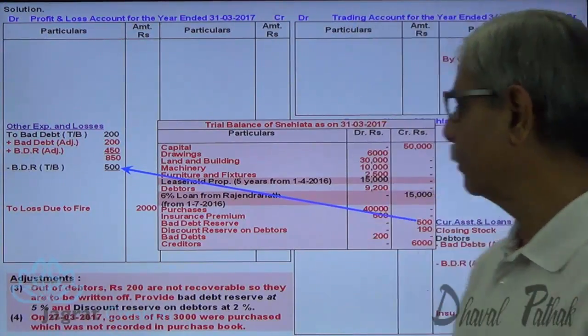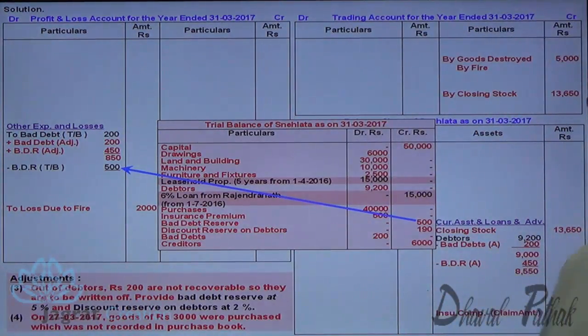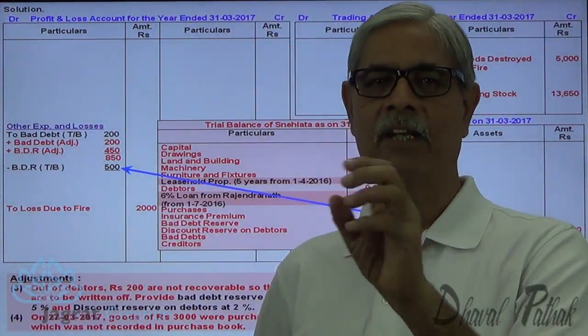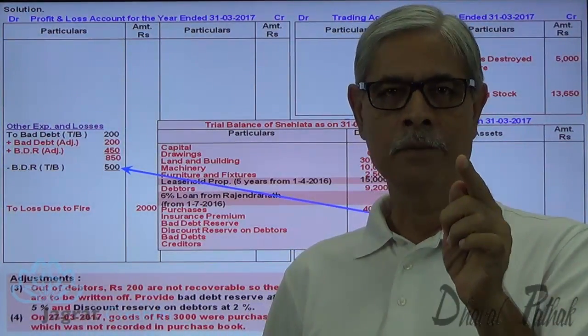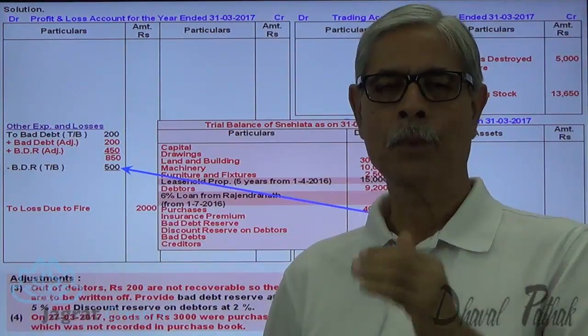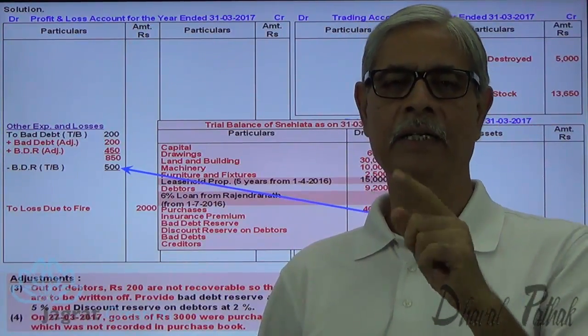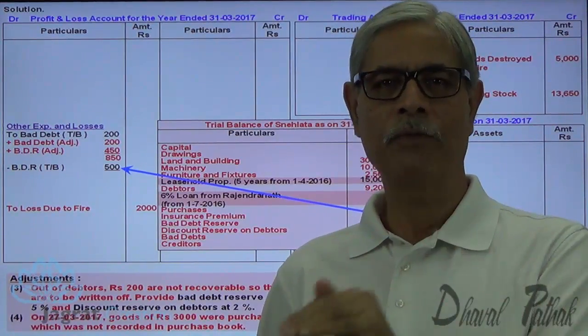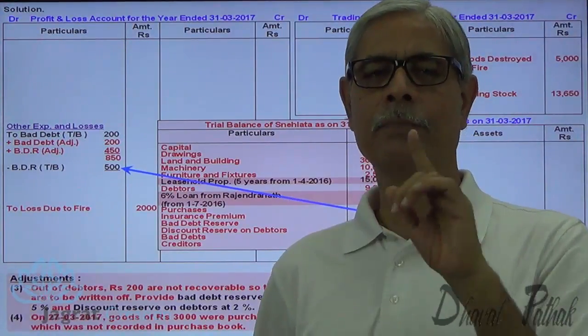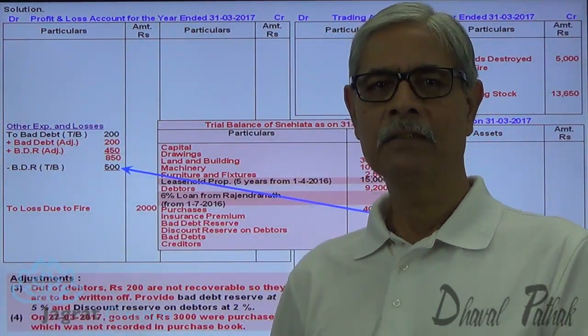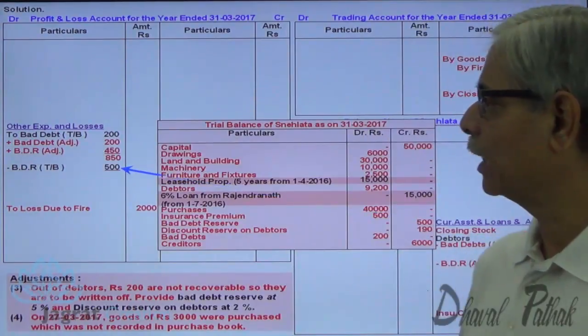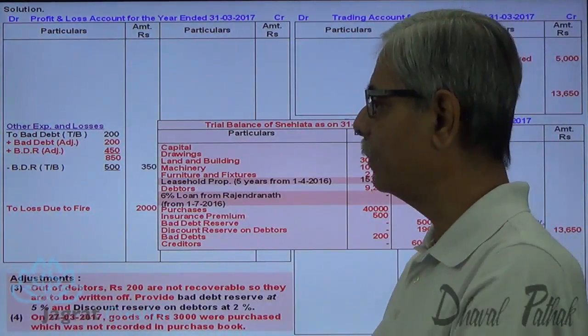At the end of the accounting period, I wanted to have a bad debt reserve of 450. So provision, I required 450. The provision left with me after writing off the loss of 400 is 100. But I required 450 by the end of the year. So additional provision required is 350, that is debited to profit and loss account. So profit and loss account is debited with 350.